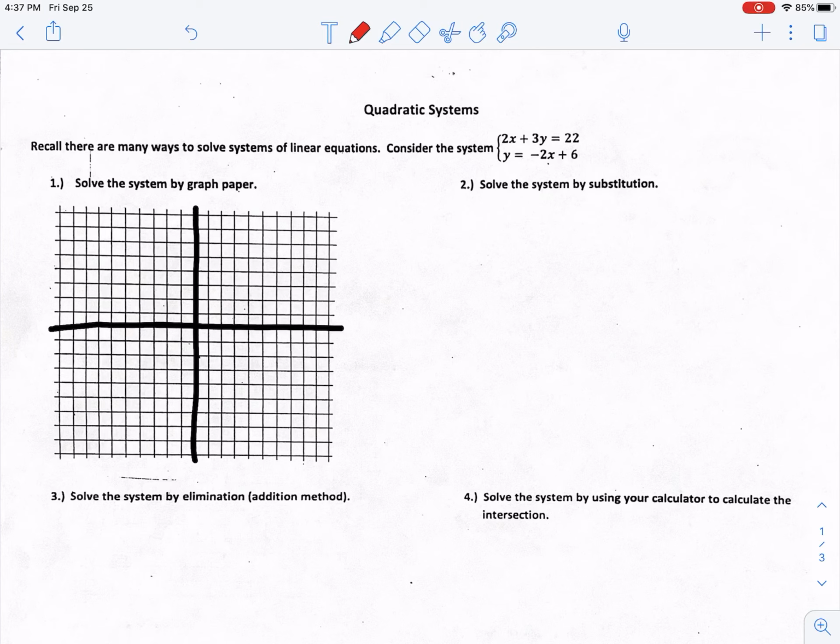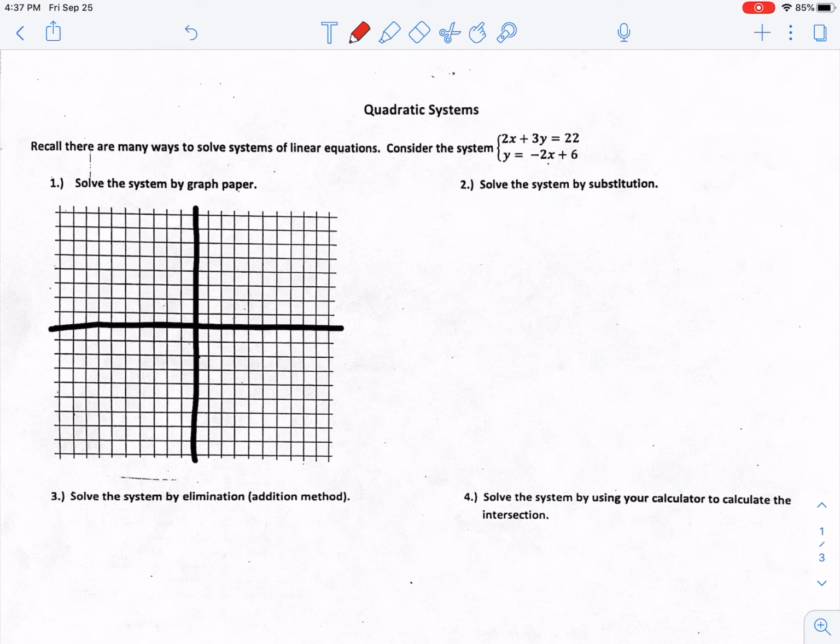Hey everybody, this video is going to be about solving quadratic systems. We've already learned different ways to solve systems of linear equations. For example, the system on this page, 2x plus 3y equals 22 and y equals negative 2x plus 6, is linear equations. And we've learned how to solve it by a table, graphing, substitution, elimination, and how to use your calculator to calculate the intersection.